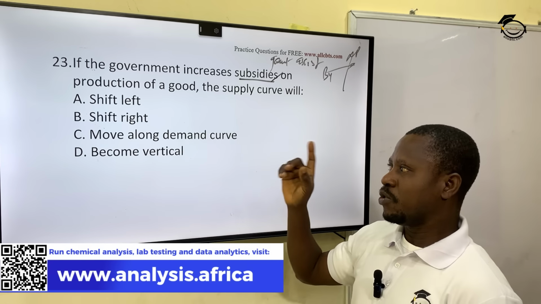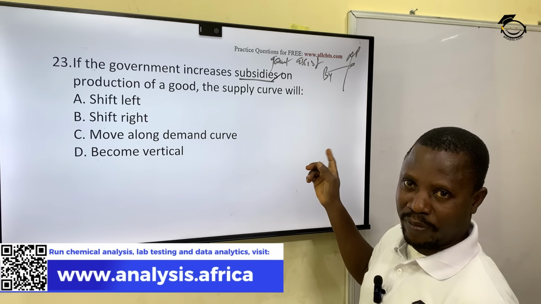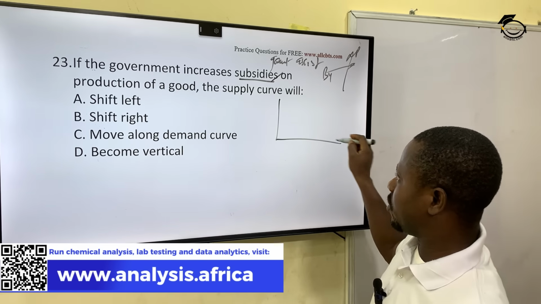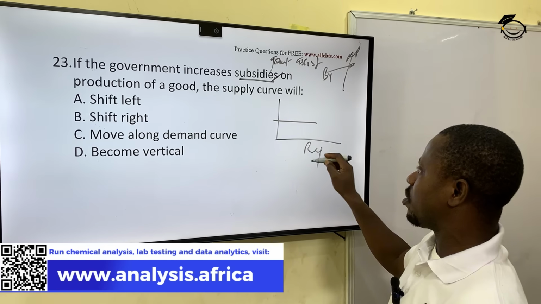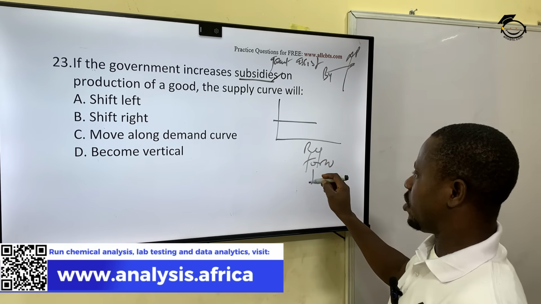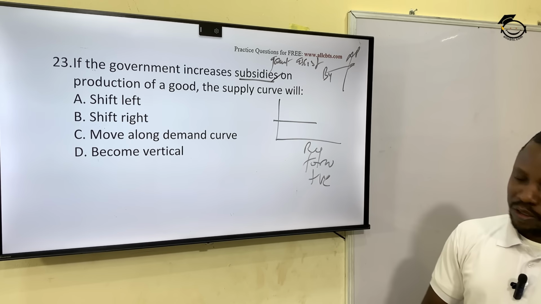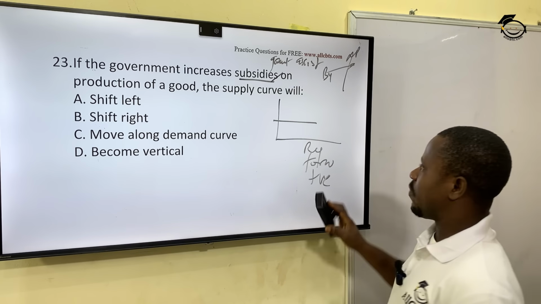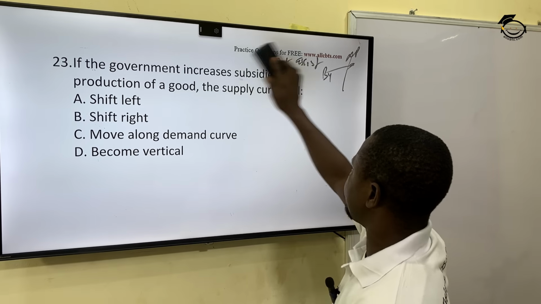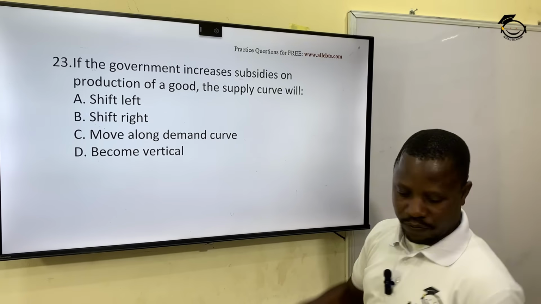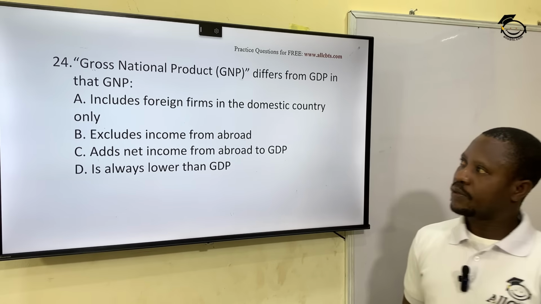The supply will shift to where? To the right. Remember I told you earlier that the supply curve shifts to the right. Rightward shift means what? Forward shift. That is positive. Supply will shift to the right, increase. The quantity supplied for that product will increase. Okay? Very well. The next question.